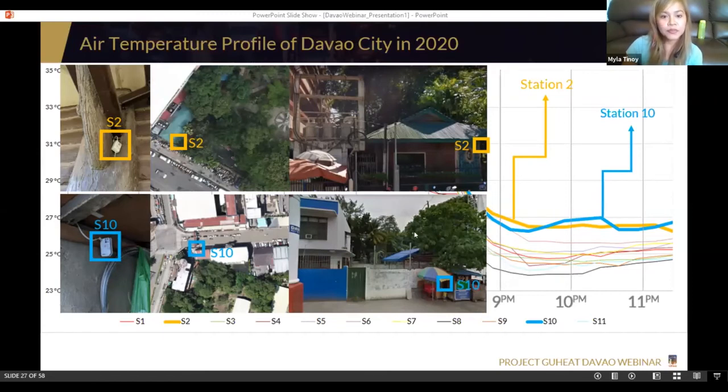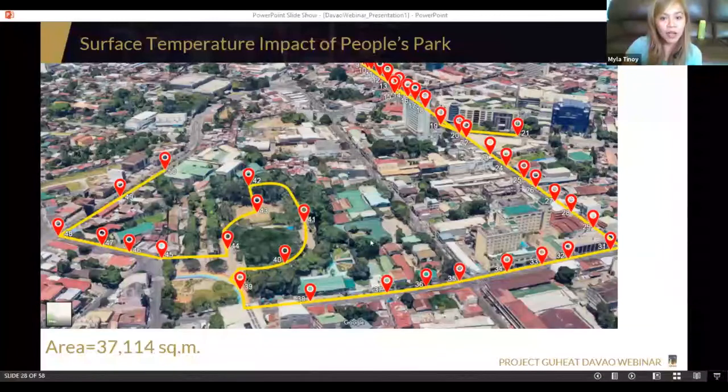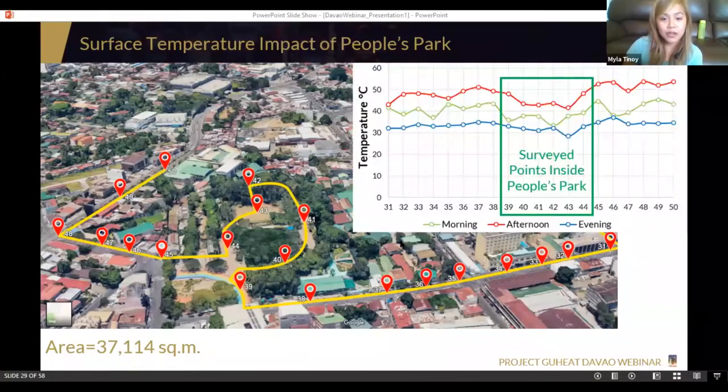So to support these claims, I will give an illustration that could answer this question. At what maximum distance can a park provide its cooling effect? So for example, People's Park, which has an area of about 3.7 hectares, its cooling effect reached point 0.38, or Pasalubong Center, with a distance of 20 meters away from the nearest tree in the park.